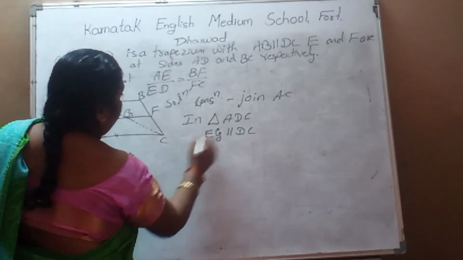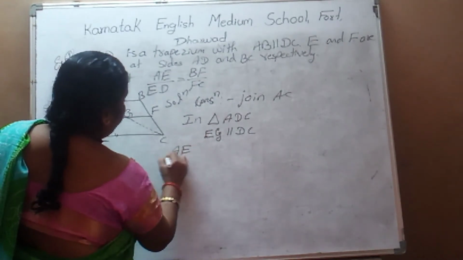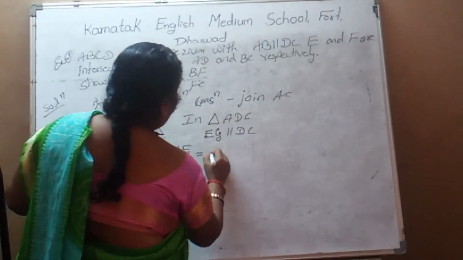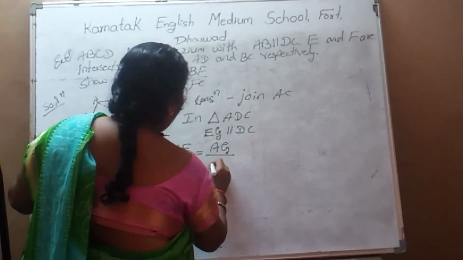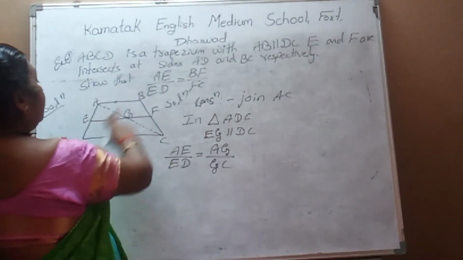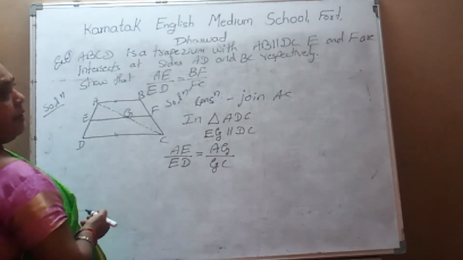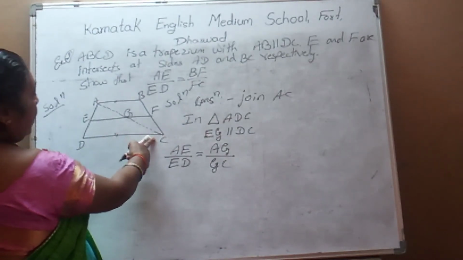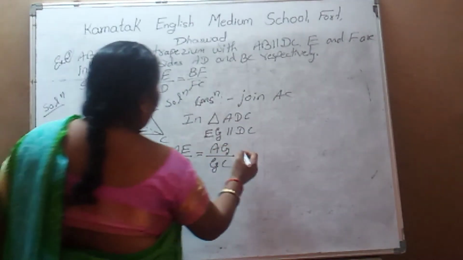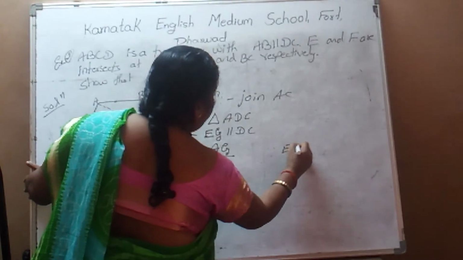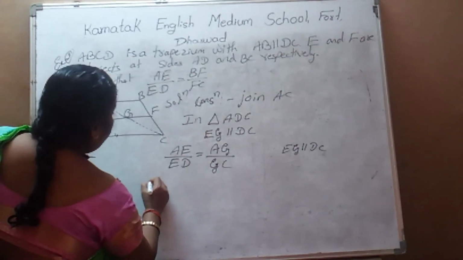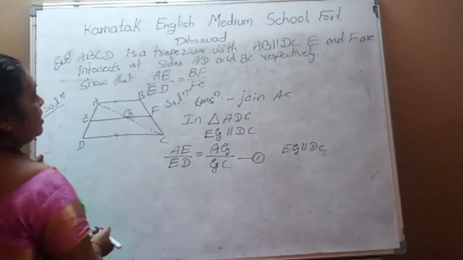So, in ADC, AE upon ED equal to AG upon GC, because AC is a diagonal that divides the trapezium into two triangles. Therefore, EG parallel to DC. Then, this is 1.